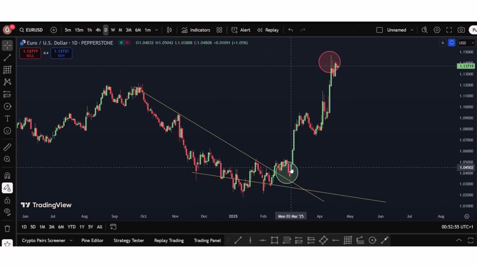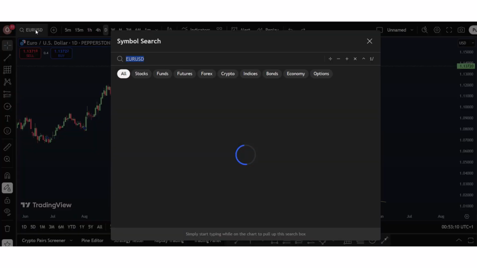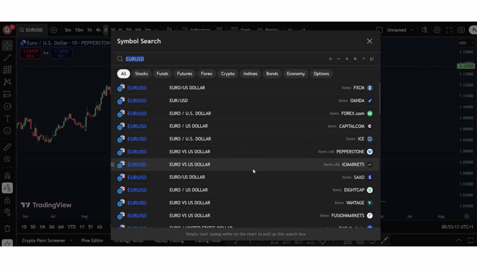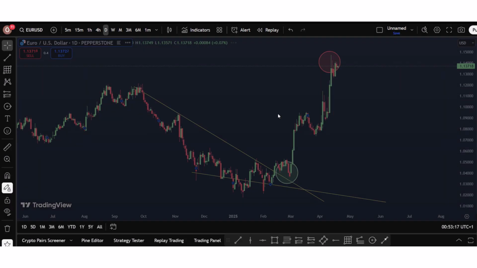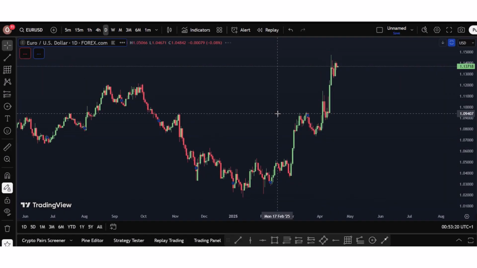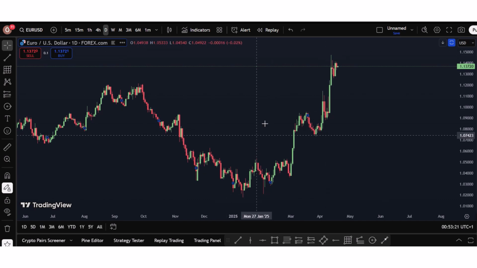Let's start afresh to run this. Let me delete all this, or let me do a Control Z. Let me run it on a new chart. Let me use forex.com. So, can you see this?